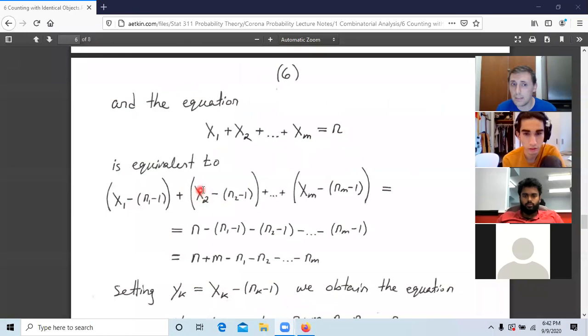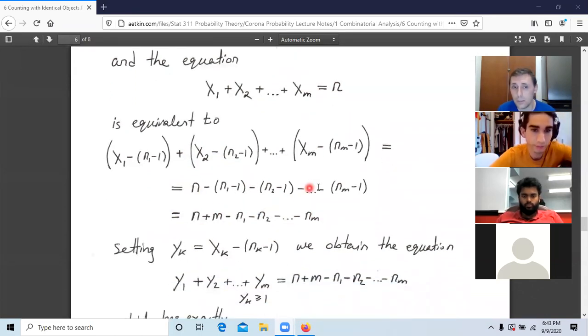Similarly, I subtract from the second variable, n2 minus 1. Good? And now this big parenthesis is bigger than or equal to 1, whatever the solution. And I do the same all the way to xm. And of course, I have to balance the equation. So if I balance the equation, I have to subtract from n those same numbers, okay? So the result is this.